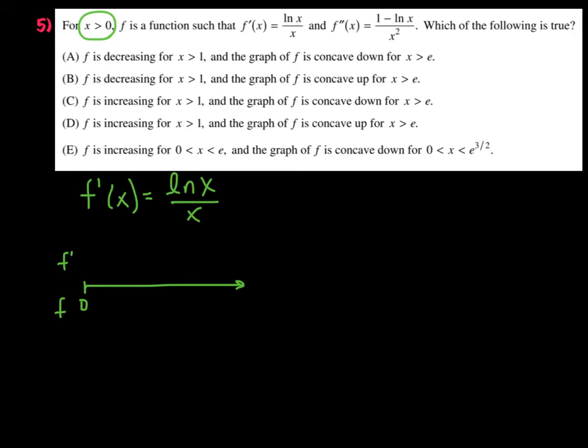But when does the function, natural log of x over x, equal 0? Well, I would set my numerator equal to 0, so natural log of x equals 0. Natural log of what number equals 0? Hopefully you remember that's 1. Natural log of 1 is 0. So I'm going to go ahead and put 1 on my sign chart as a 0.